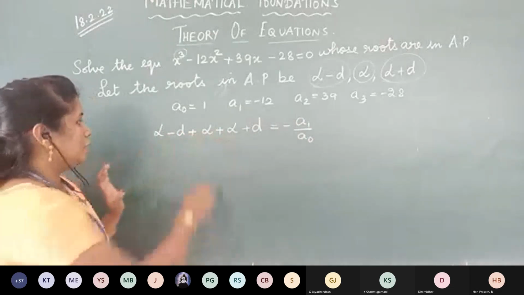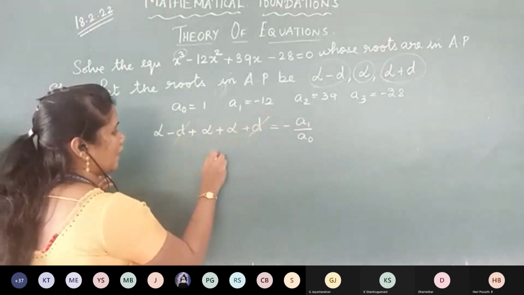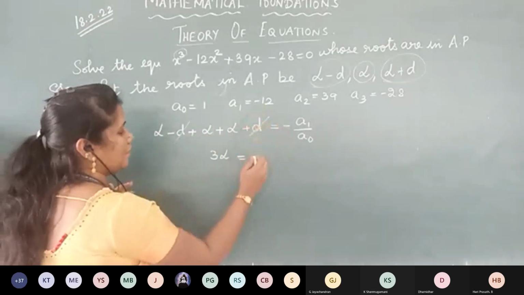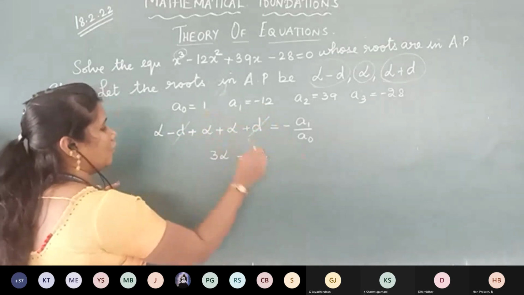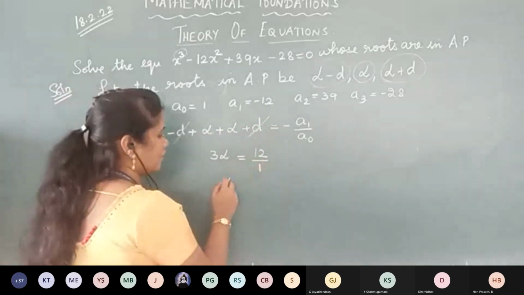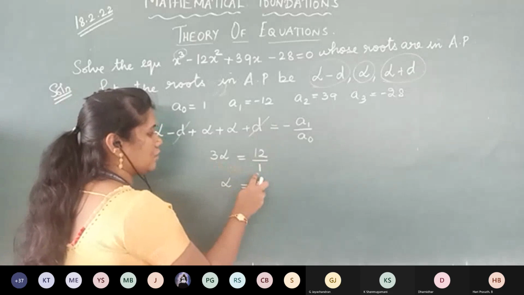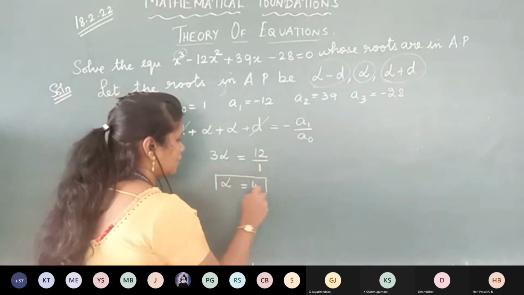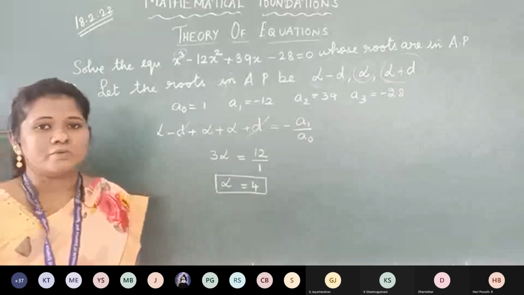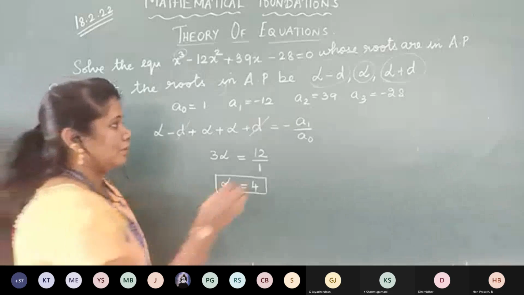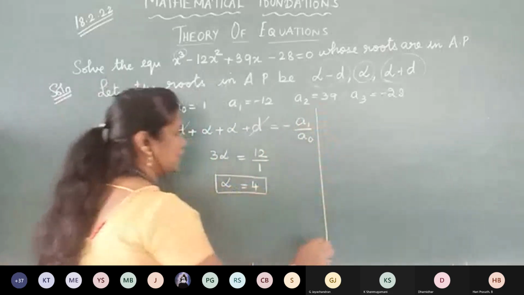Now from this, the d gets cancelled, and you will have 3 alpha equal to minus into minus becomes plus 12 by a0, which is 1. So what will be your alpha? Alpha is equal to 12 by 3, so it will be 4. Now we have got your alpha. Now you need to find out your d.